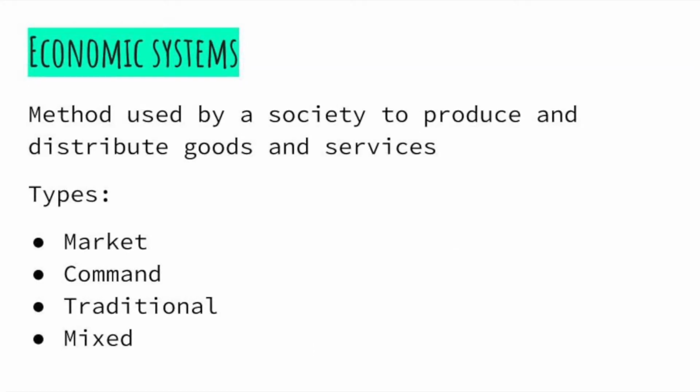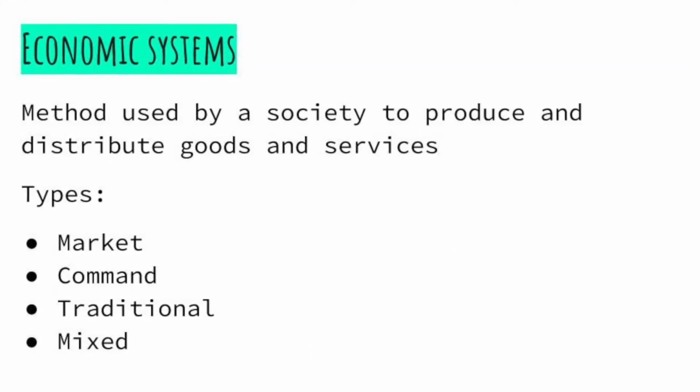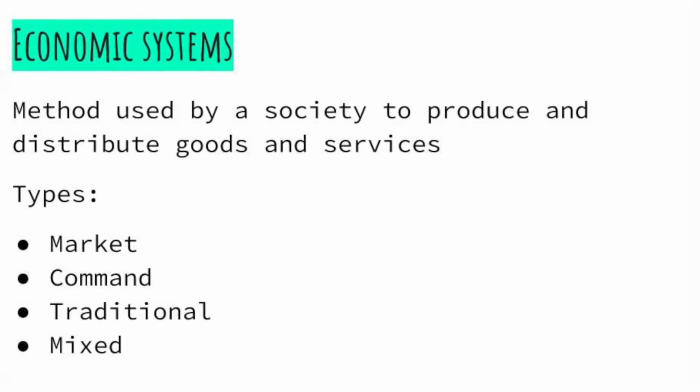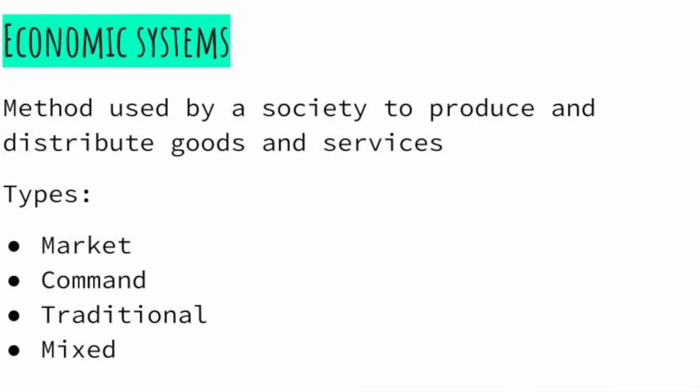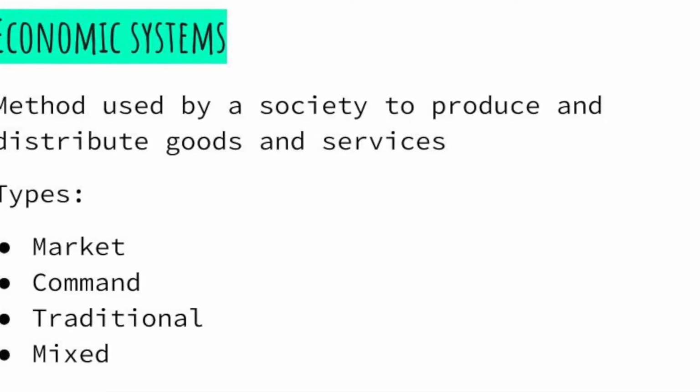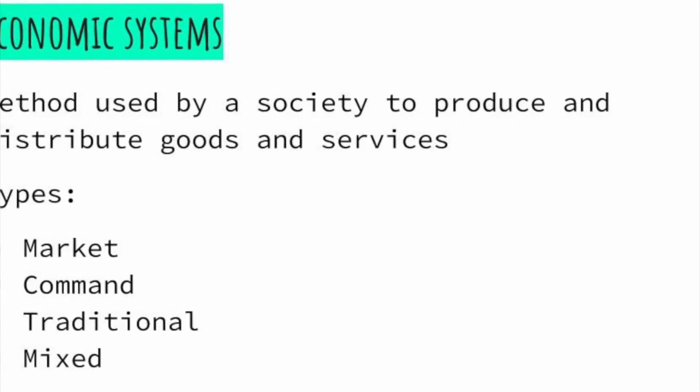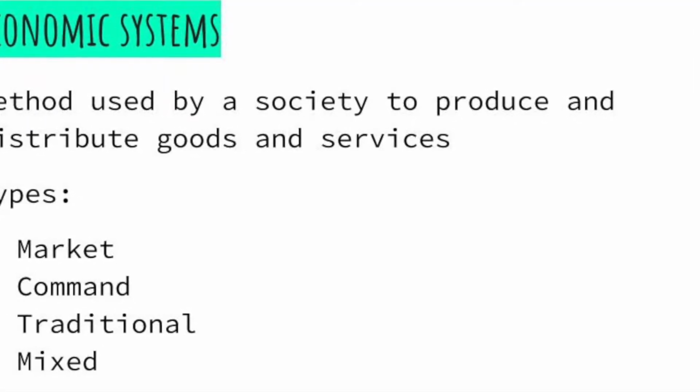Now, let's start with the first, economic system. That is a method used by society to produce and distribute goods and services. And there are four main types: market, command, traditional, and mixed. Today, we are just going to focus on market economy.